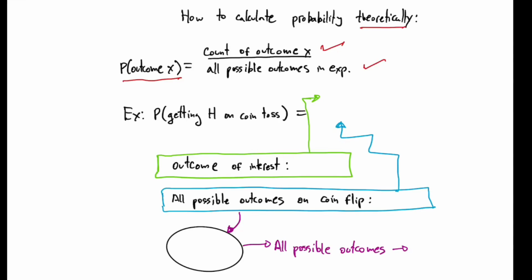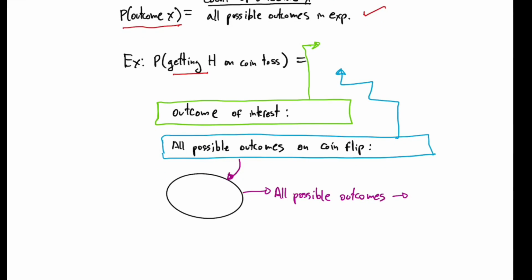Let's do a quick example to illustrate. What is the probability of getting heads on a coin toss? Let's think about it. What's the outcome of interest on a coin toss? Well, it's pretty straightforward. It's in the question. It's getting heads, right? So getting heads. What are all the possible outcomes on a coin flip? This is a pretty simple one. There's two, right? We can get heads or we can get tails.